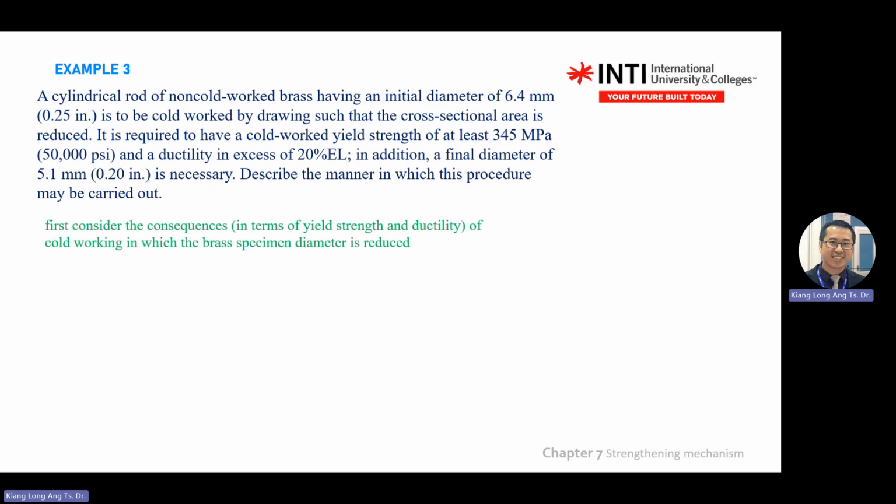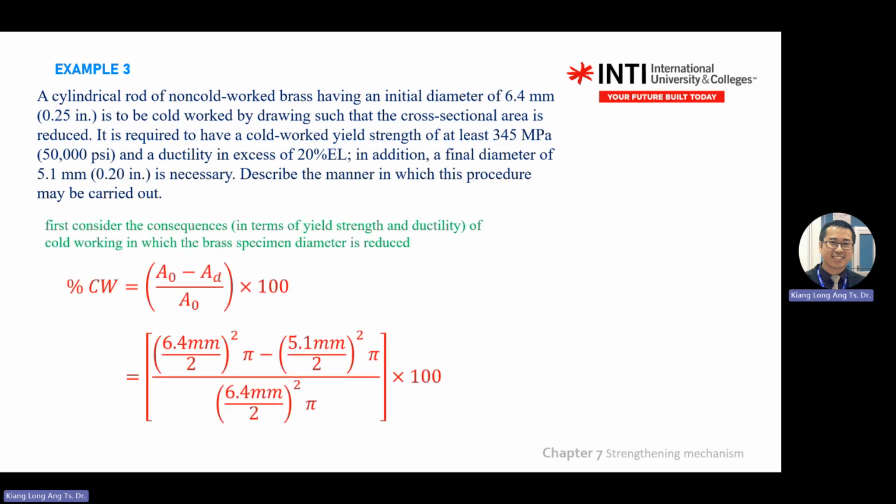Okay, so before you solve this one, you should recall the percentage of cold work equation. And then the final diameter is given. So you have to play around with the chart. Something hidden here is that it didn't tell you what your initial process is. You are free to choose your initial process. Okay, so the procedure here.